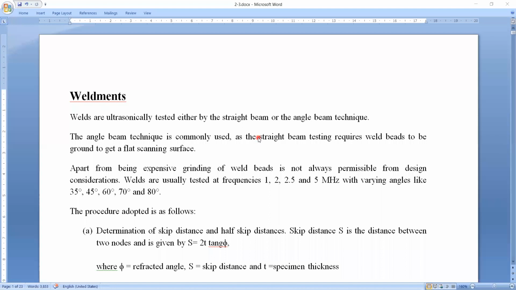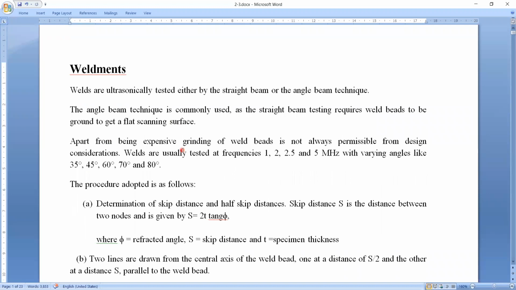But sometimes the grinding procedure is expensive for some kinds of applications. In that case we have to test the weld beds without grinding the top surface of the weld bed. In that case, the best way to test the weldments by using ultrasonics is angle beam technique. In angle beam technique there is no need to grind the surface of the weld bed. That is the advantage of the angle beam testing.